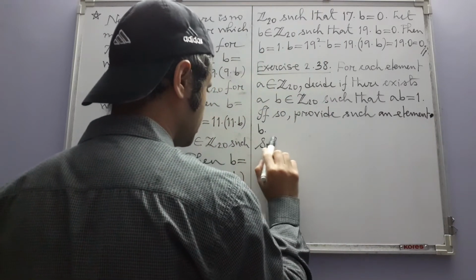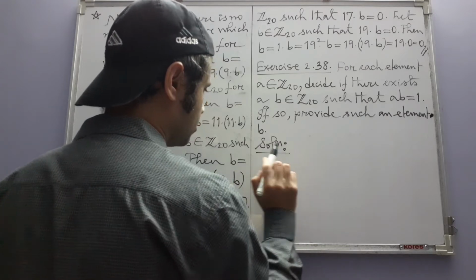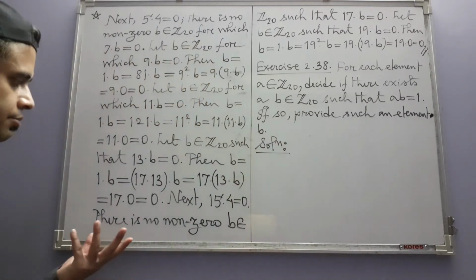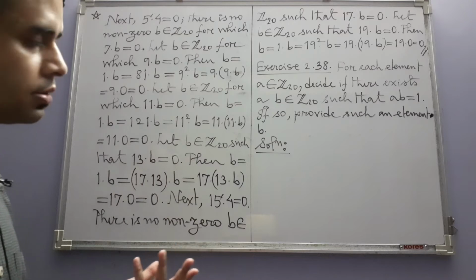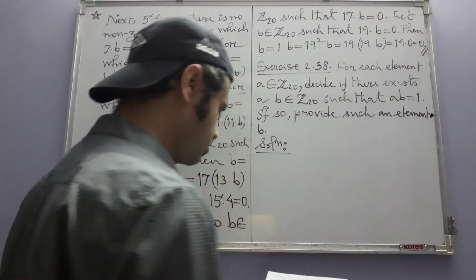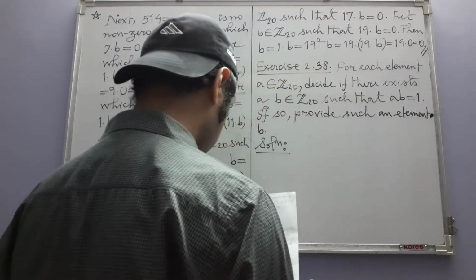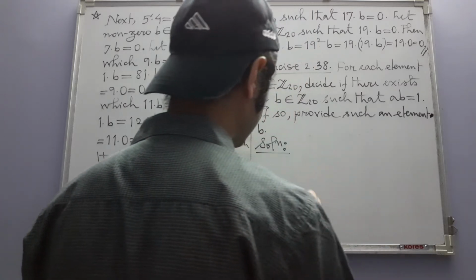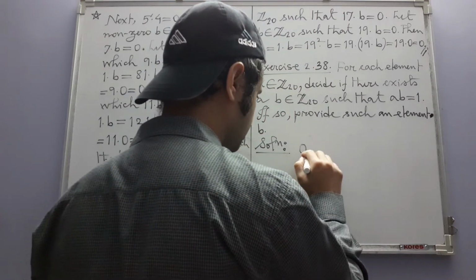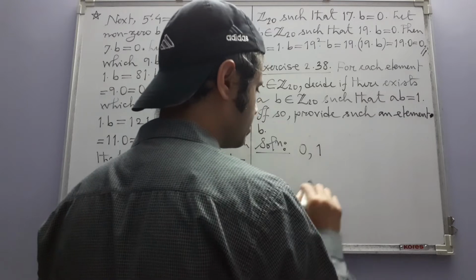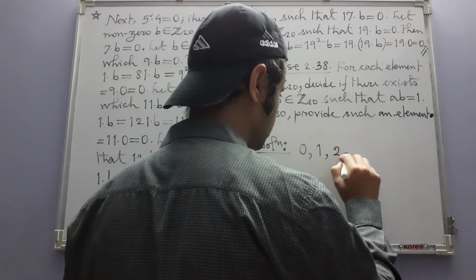Now here, since we have already gone through the solutions, this new solution we are not going to write formally. Instead, what we will do is first list all the elements in C20.